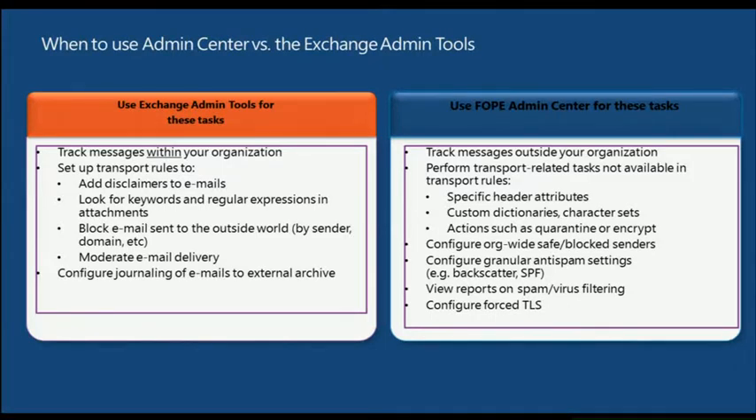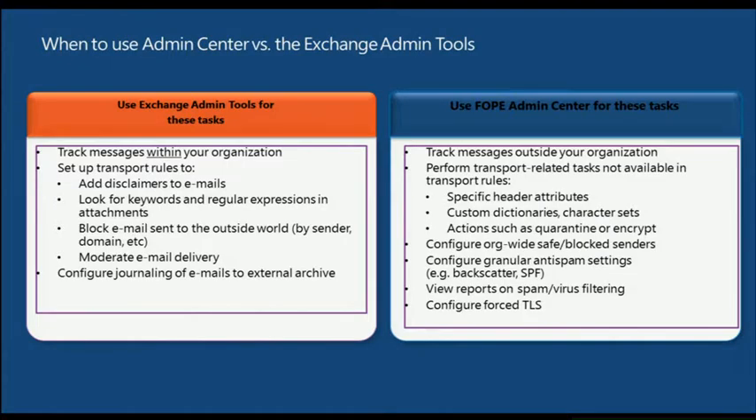Things that FOPI can do that transport rules can't out of the box are, as I talked about, headers. We can look into any part of the header of a message and act on different attributes within the header. So there are things that FOPI can do, there are things that transport rules can do, and it's important just to have a think about where you would do different things.